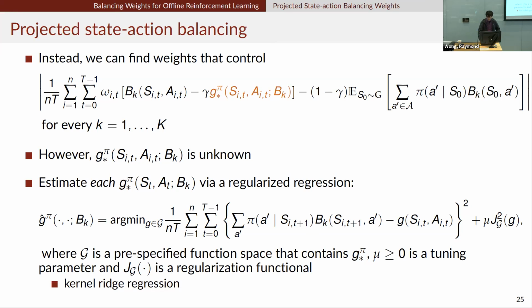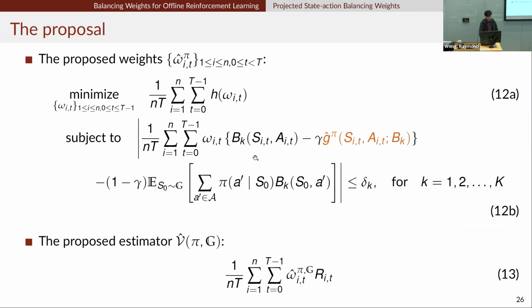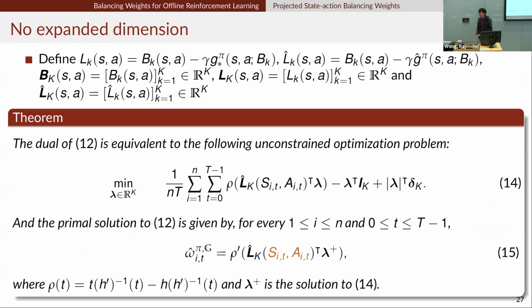And after that, you have the G hat, then you can modify the estimator. And this is our proposal. I will call the corresponding weight estimator omega hat. We can then go through the same exercise to look at the dual, to check whether the expanded dimension issue is still there. And of course, the expanded dimension issue goes away, so this is the corresponding form.